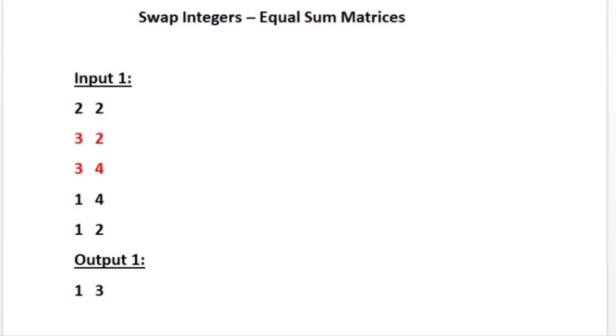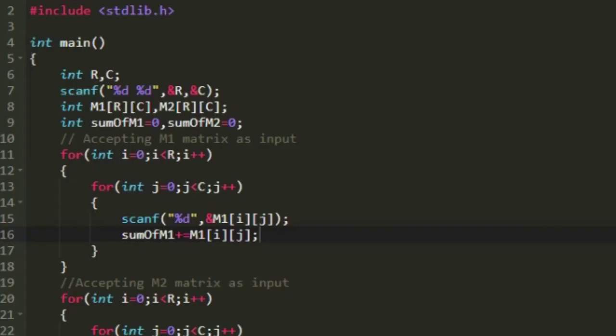Now let us see how to write a C program for this. First I am creating two integer variables named r and c, and in the next line I am accepting the values of r and c. Then I am creating two integer matrices named m1 and m2, both two-dimensional arrays. We will be storing our input matrices in these two-dimensional arrays. After that I am creating two more integer variables named sum of m1 and sum of m2, and I am setting their values initially to 0.